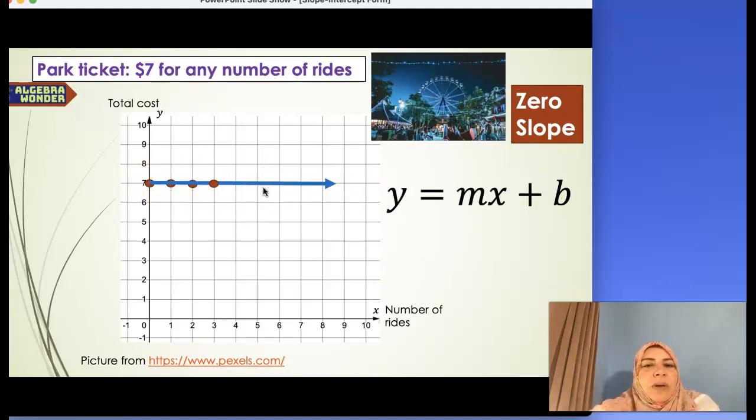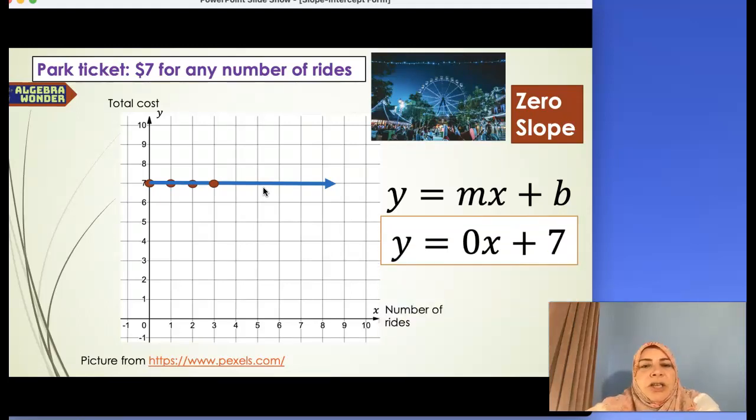So if we think of the equation y = mx + b, there is no change at all with the number of rides. I'm just paying a flat price, which is $7. So the y-intercept is 7, the slope is 0. So my equation is y = 7. y is going to be 7 all the time. Like x is 1, y is 7. x is 3, y is 7. x is 8, y is 7. It's a horizontal line. So zero slope is a horizontal line, and the equation is y equals a number. y is a constant number all the time.